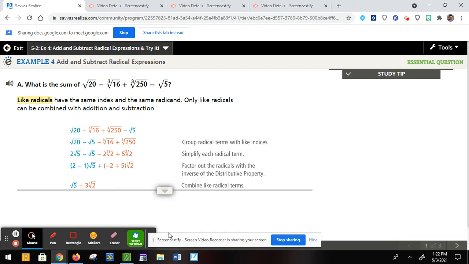Then you simplify each separately, so square root of 20 becomes 2 root 5. Cube root of 16 becomes 2 cube root of 2, and cube root of 250 becomes 5 cube root of 2. And then you can only combine the square roots and the cube roots separately. You cannot combine them together. So it ends up being 2 square root of 5 plus 3 cube root of 2. So yeah, square roots and cube roots, you can never add them together.